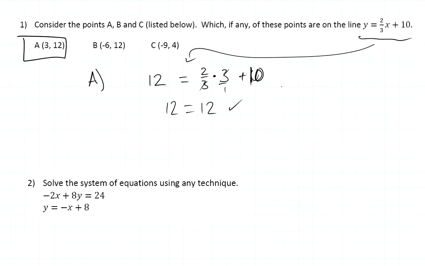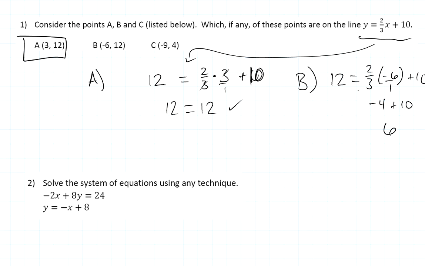Let's try the same thing with point B. So here, point B. And again, I'm just going to go ahead and write down the left-hand side is 12. And I'm going to be comparing that with 2/3 times the number, this time -6, plus 10. If I simplify this, 2 times -6 is -12, and -12 divided by 3 is -4. So what I have on the right-hand side is -4 plus 10. And if I simplify that, that's simply 6.